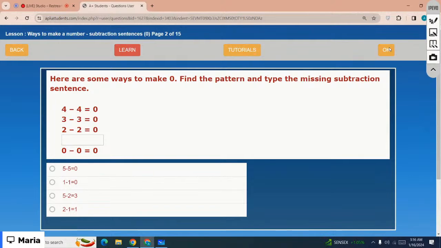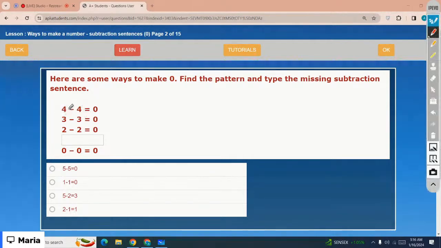Okay, here are some ways to make 0. Find the pattern and type the missing subtraction sentences. You are given some of the ways that make 0. So just find the pattern, just look at the first line. Here you have 4, 3, 2. Which is the number between 0 and 2? That is 1. Got it? Here again 4, 3, 2. The number between 2 and 0 is 1. So 1 minus 1 is 0. The correct option is 1 minus 1 equals 0.